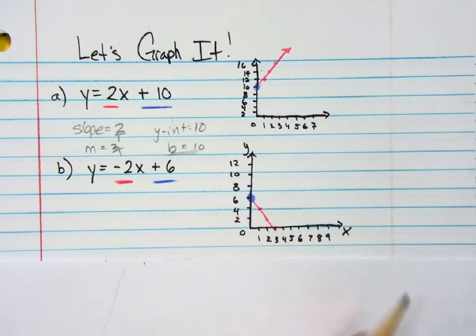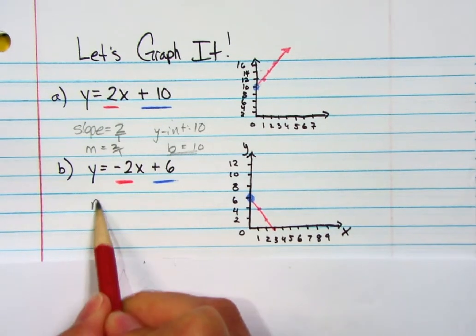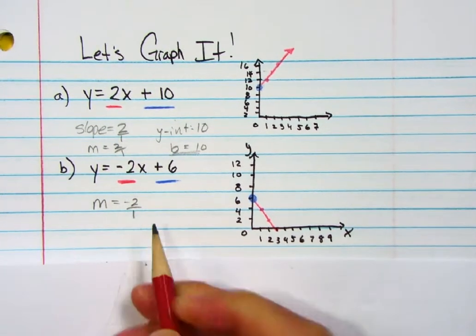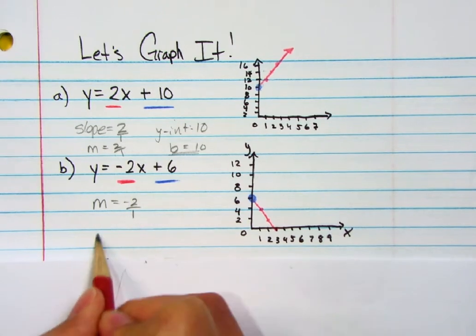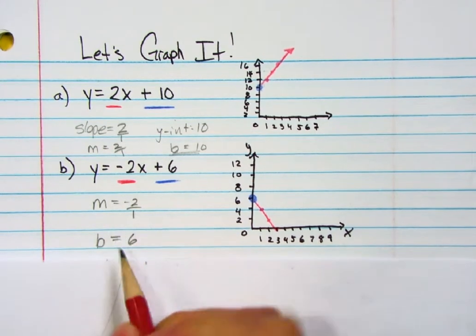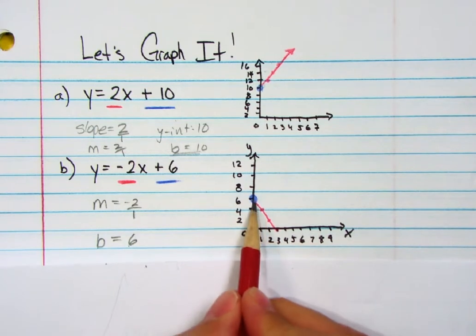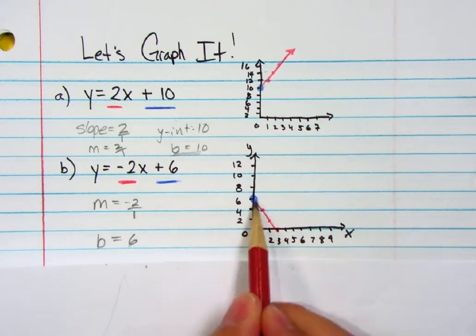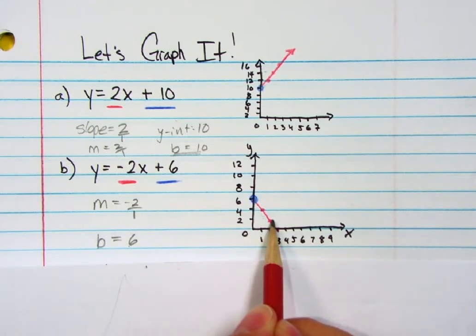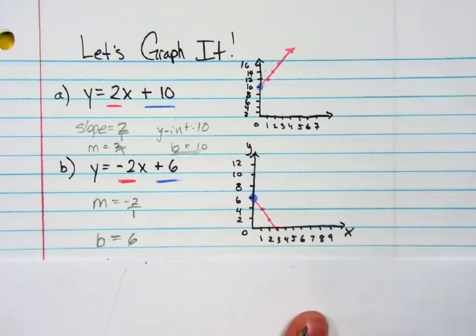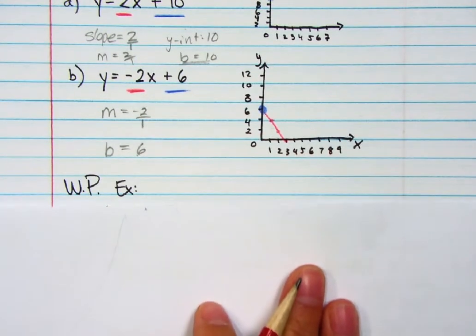Let's take a look at this next one. Once again, here's my slope. My slope is -2. I can put it over 1. It's helpful to write it as a fraction. And my y-intercept is 6. Where do I begin? I begin at 6. And then I move down 2 over 1. Down 2 over 1. So that's how I'm going to be graphing these lines in the future.